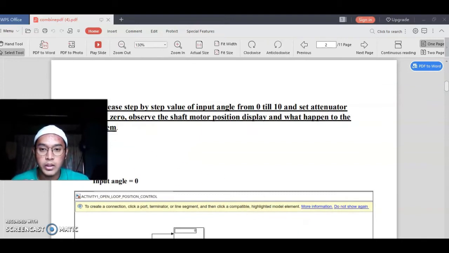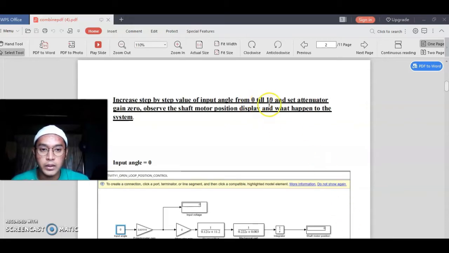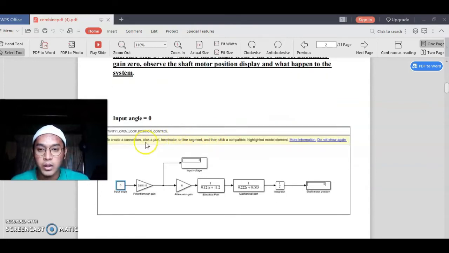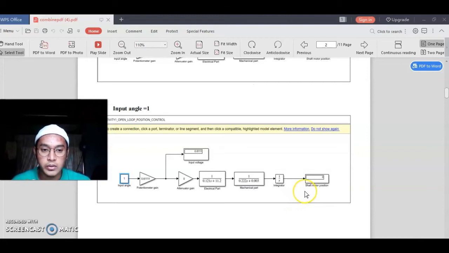Next, we need to increase the input angle step by step from 0 until 10 and set the attenuator gain to 0, and then observe the shaft motor position display and what happens to the system. For input angle 0, the input voltage is 0 and the shaft position is also 0. For input angle 1, the input voltage is 0.6111 and the shaft motor position is 0.